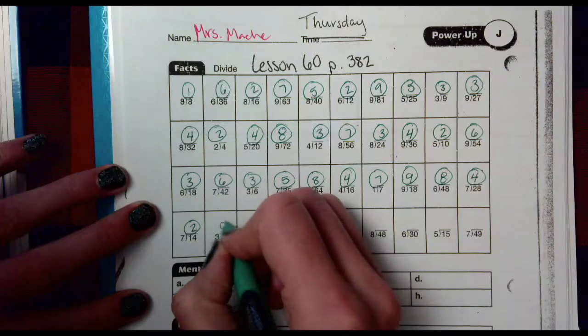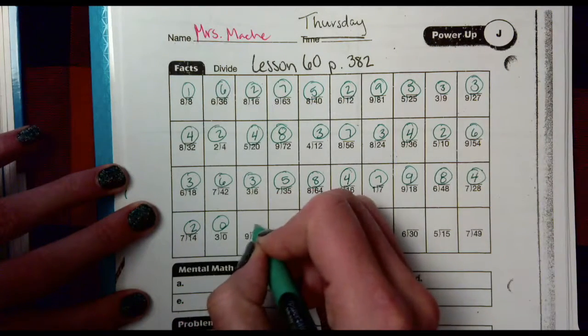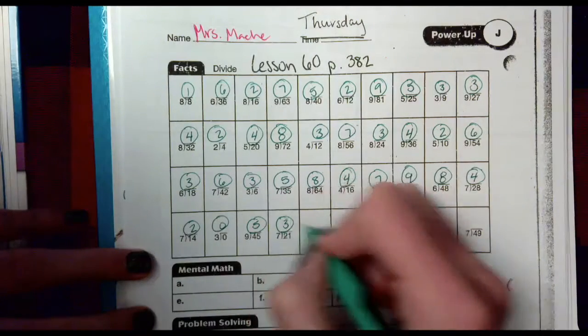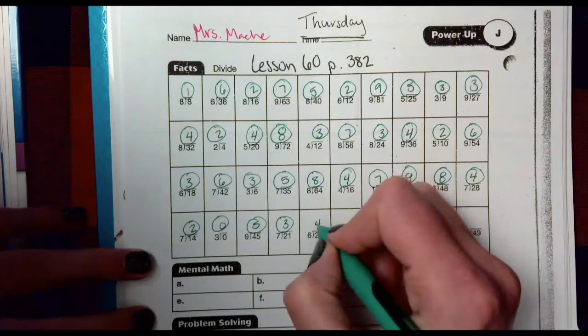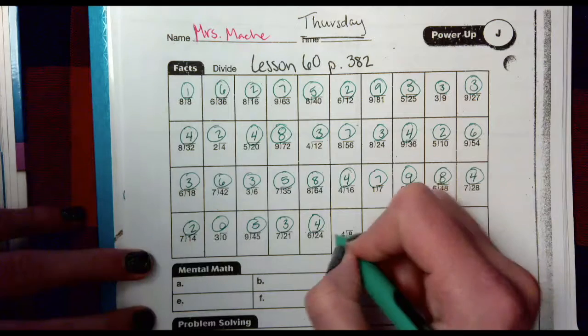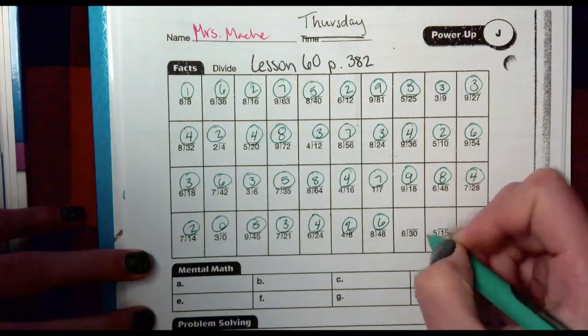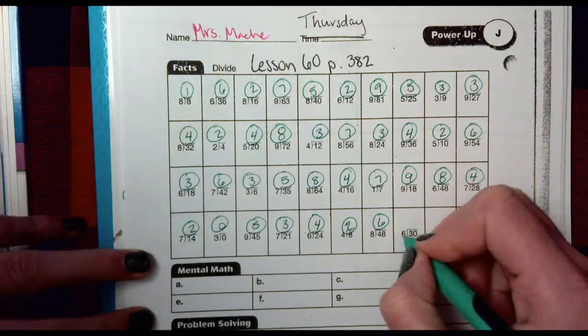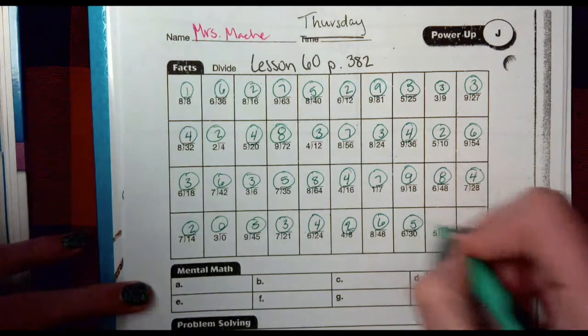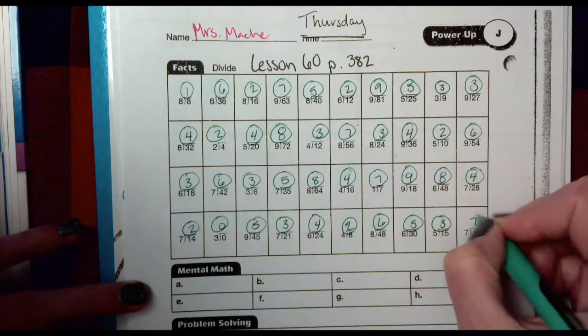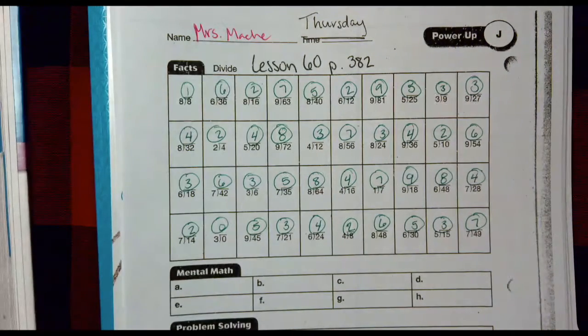0 divided by 3 is 0. 45 divided by 9 is 5. 21 divided by 7 is 3. 24 divided by 6 is 4. 8 divided by 4 is 2. 48 divided by 6 is 8. 30 divided by 6 is 5. 15 divided by 5 is 3. 49 divided by 7 is 7.